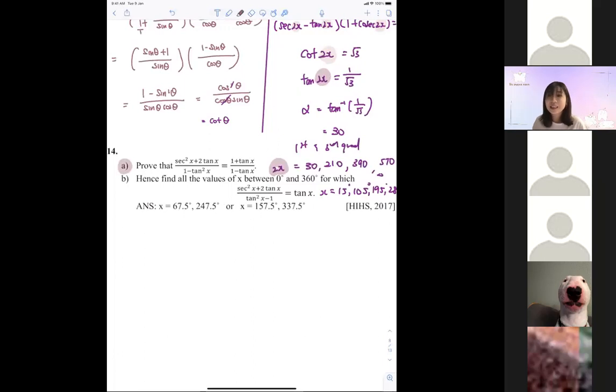Okay. Let's do it together. So this one, 3 steps. What you can do is, since on the right side you want everything to be tangent, and everything is almost tangent besides secant square, we will change secant square to tangent. So secant square is 1 plus tangent square.